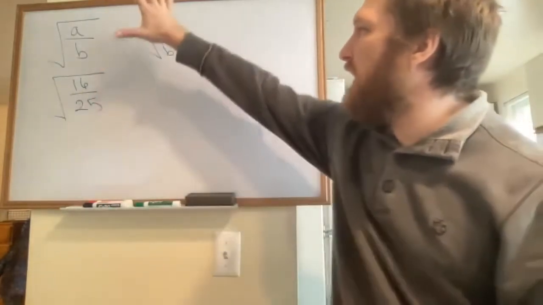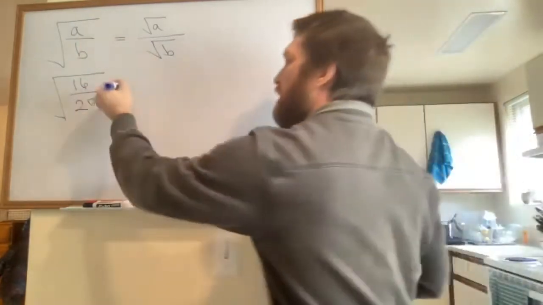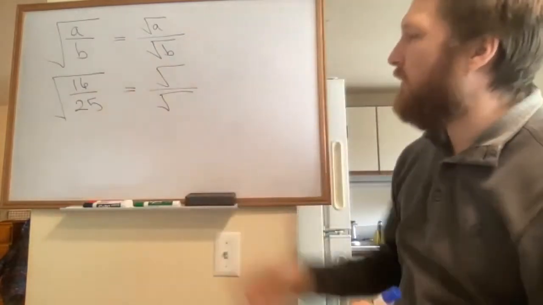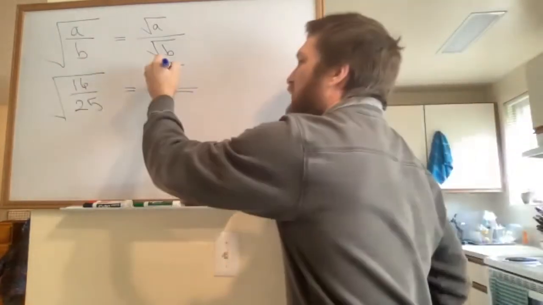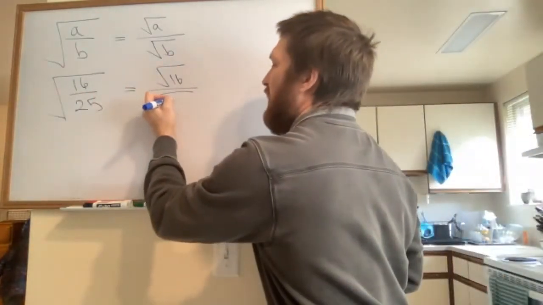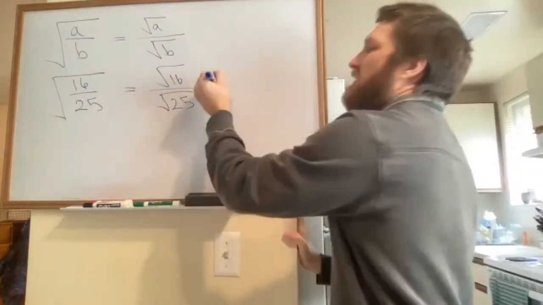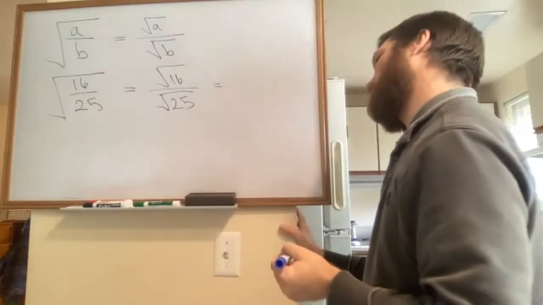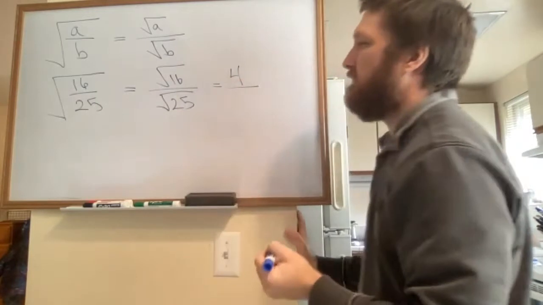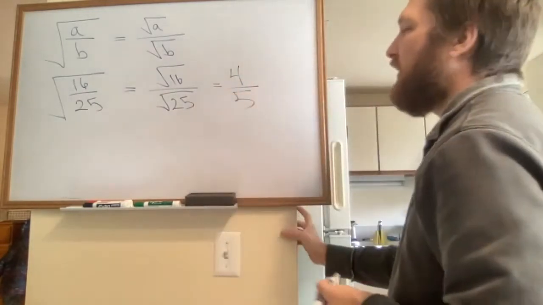I'm not going to use my brain yet. I'm just going to use this fact that the square root of a fraction is a fraction of the square roots. Whatever's on top, I put in a square root sign, and whatever's on the bottom, I put in a square root sign like that. So what is the square root of 16? 4. What's the square root of 25? 5. There you go.